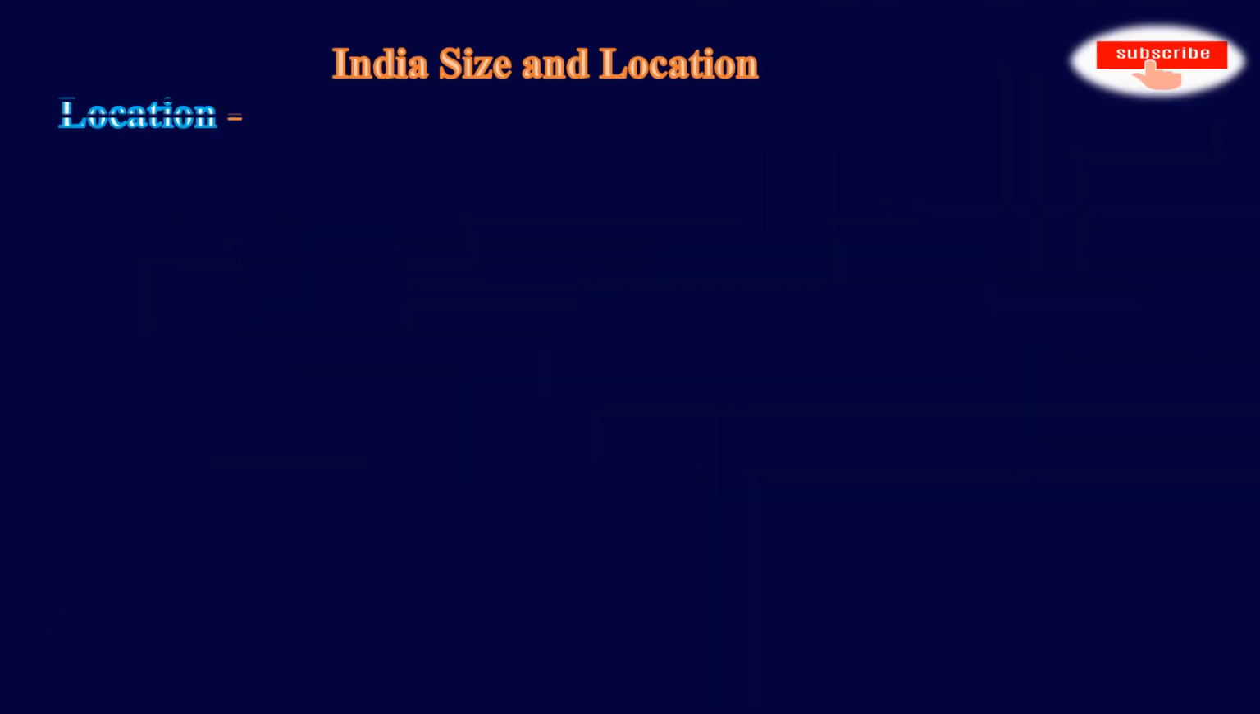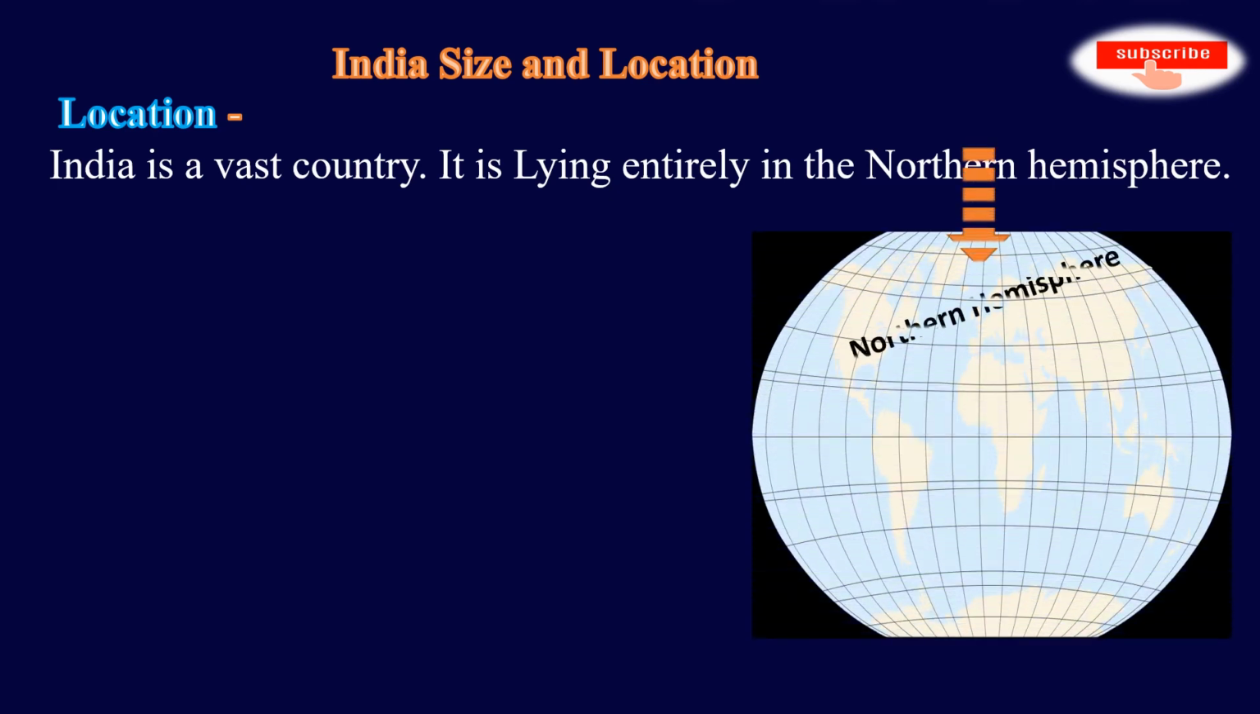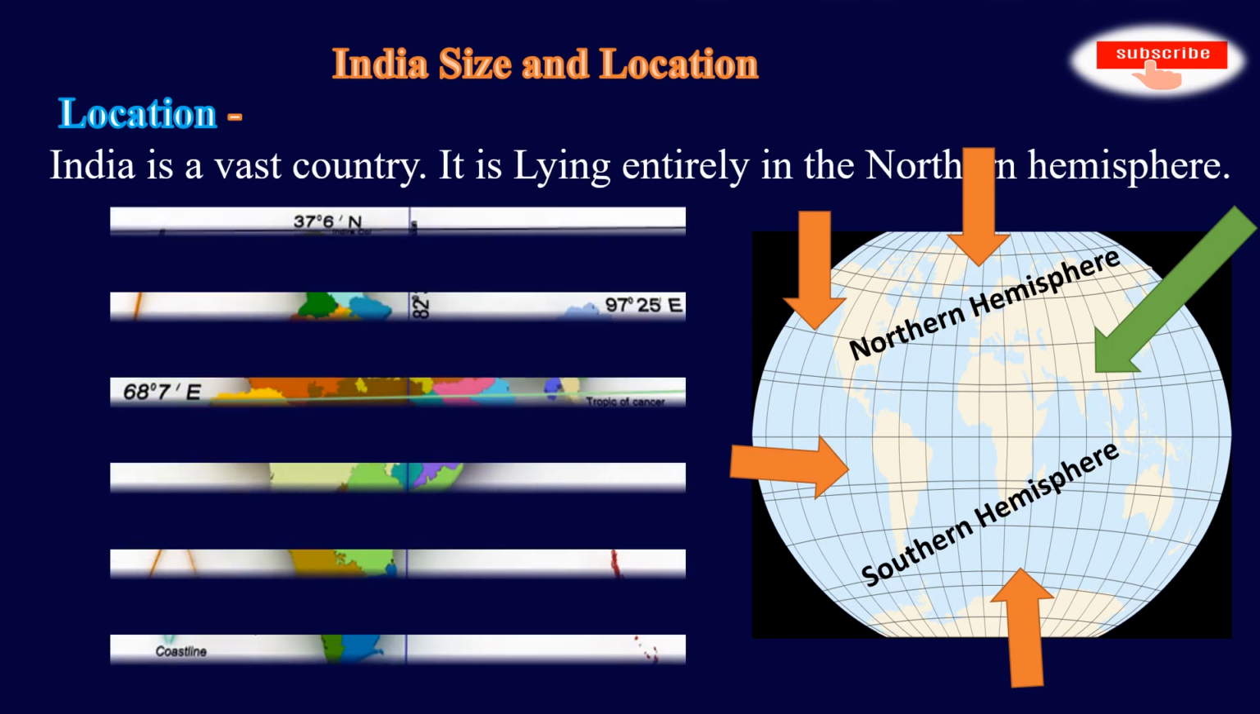Let's talk about the location of India. India is a vast country. India is a very big country. It is lying entirely in the northern hemisphere. This is the northern hemisphere and this is the southern hemisphere. India lies in the northern hemisphere. These horizontal lines are latitudes and these vertical lines are called longitudes. And all the countries of the world lie between these latitudes and longitudes.